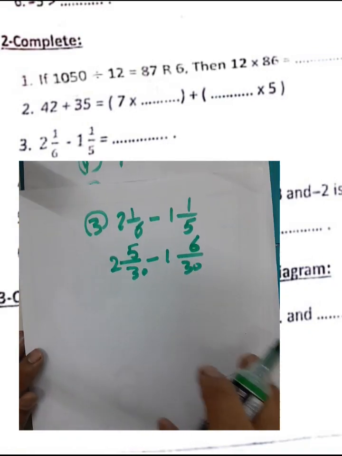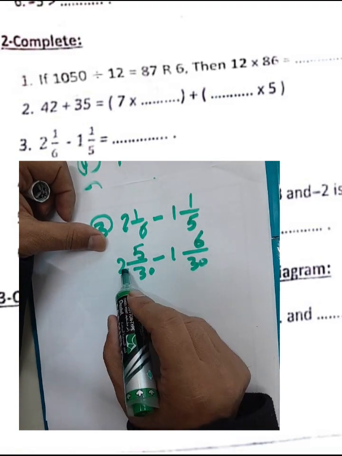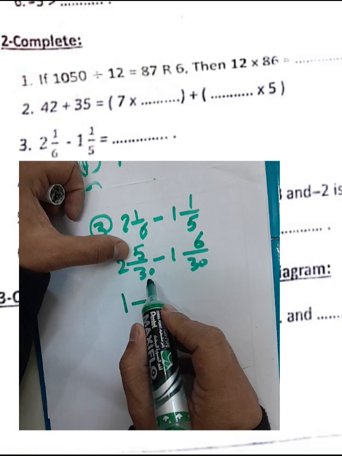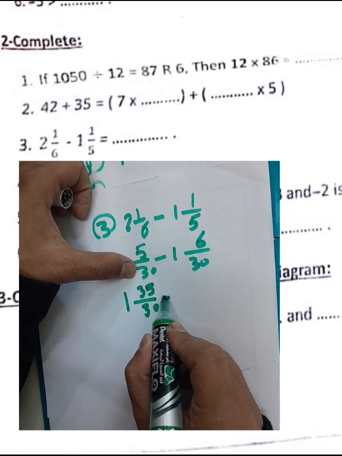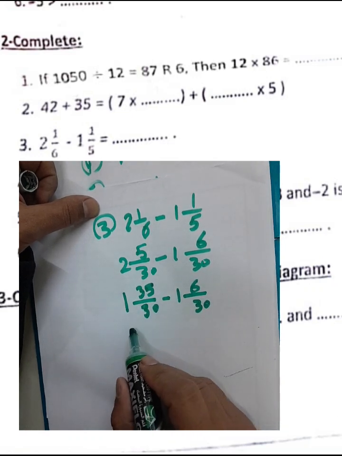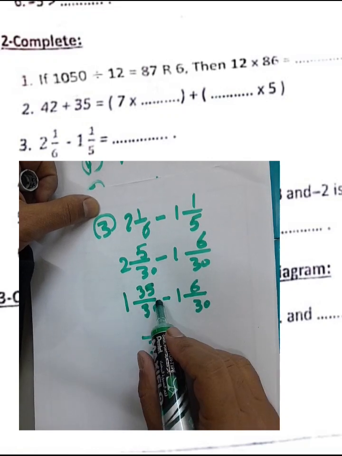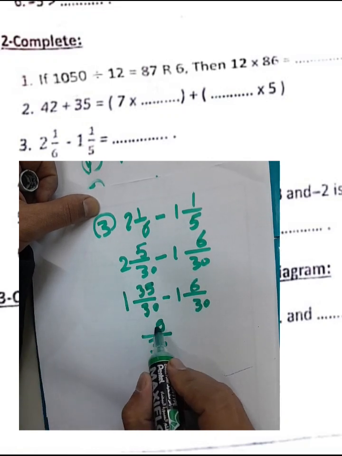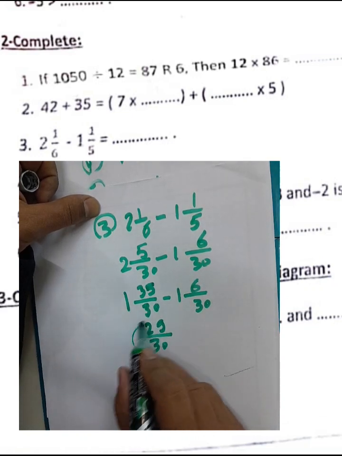So you must borrow 1 from the left-hand side. Okay, to find the difference, 2 will be 1, and 1 will be 30 over 30 plus 5 over 30. It will be 35 over 30. Subtract 1 and 6 over 30. 1 minus 1 equals 0. And then write 30. 35 minus 6 equals 29. And then write 2. The result will be 29 over 30.